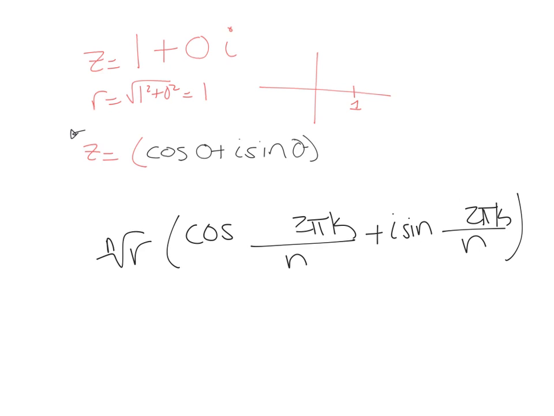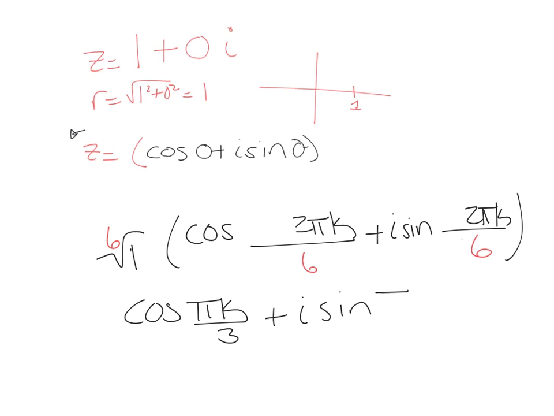Oh, I forgot to put a plus sign there. There was a plus sign there. And n, we're looking for the 6th root. So wherever there's an n, we're going to put a 6. So 6, 6, 6, and r was 1. So now we're going to simplify that. So the 6th root of 1 is 1. Then 2 pi over 6 is pi over 3. So cosine pi k over 3 plus i sine pi k over 3.